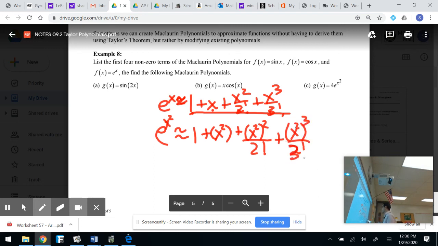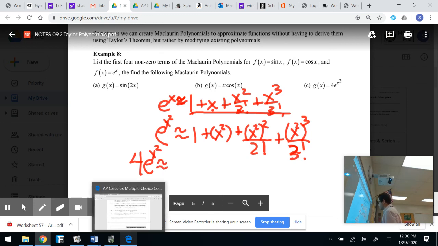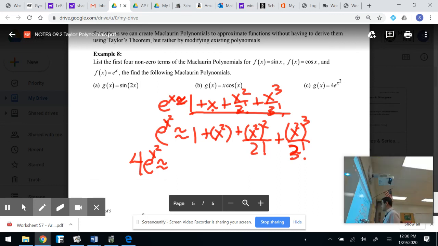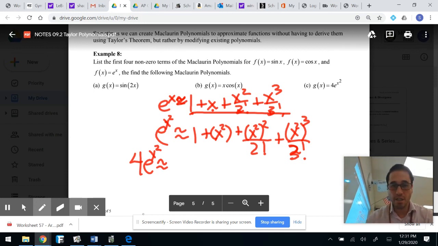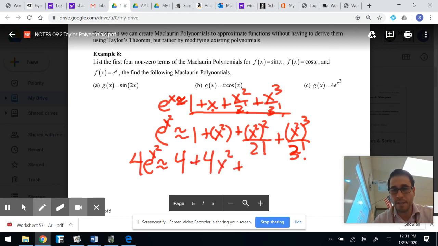Whoa, 3 factorial. But guess what? I got to add in a 4. So what's 4e to the x squared equal to? It's approximately equal to, and I apologize, I'm running out of space, so I'm going to skip the step of showing 4 times that whole quantity, but it'd be 4 times 1. Of course, but I'm almost done. So we got 4, plus 4x squared plus, that's going to be 4. I won't simplify that, so you have it, okay?